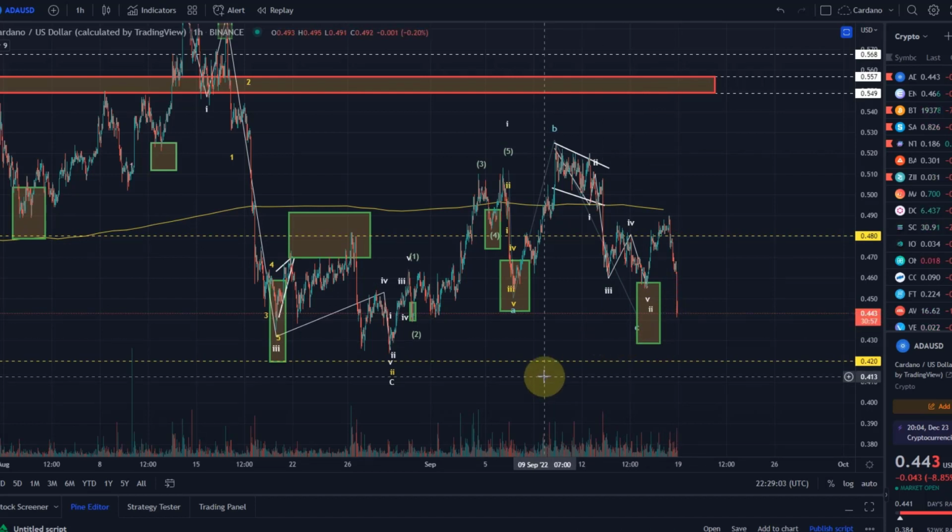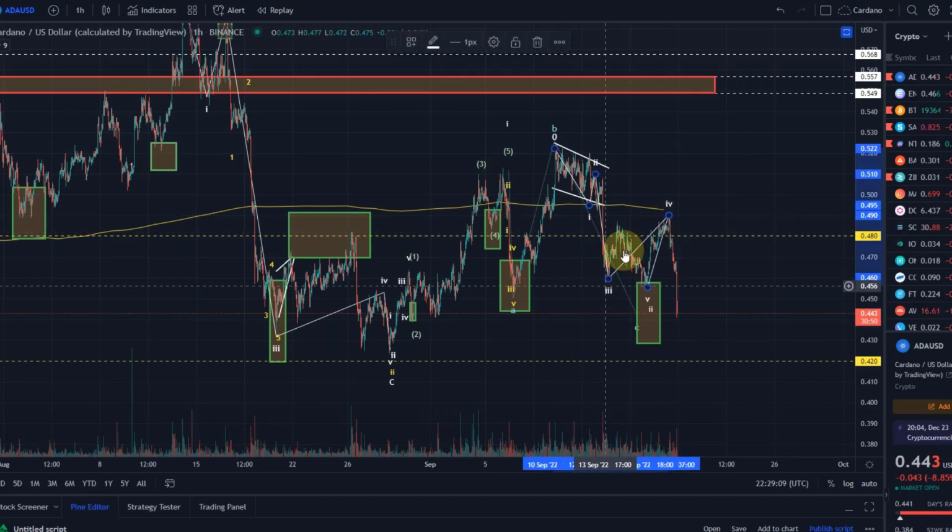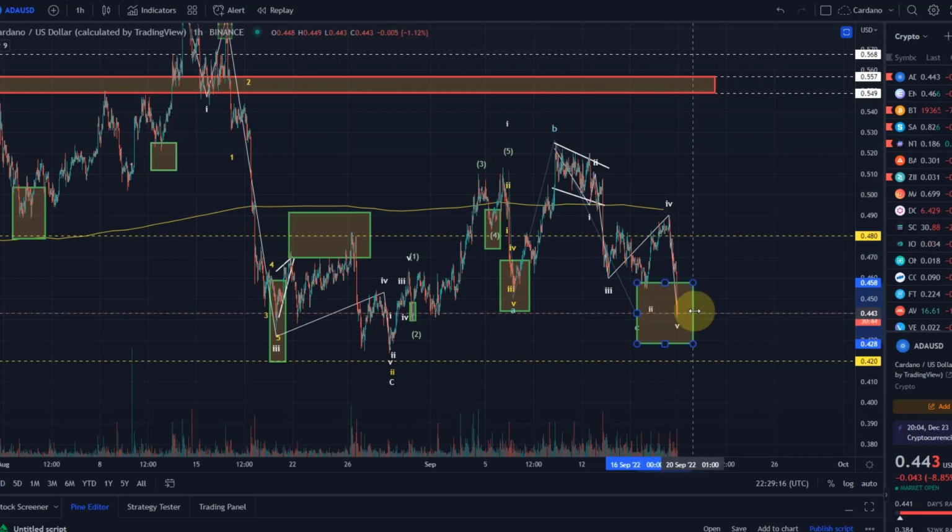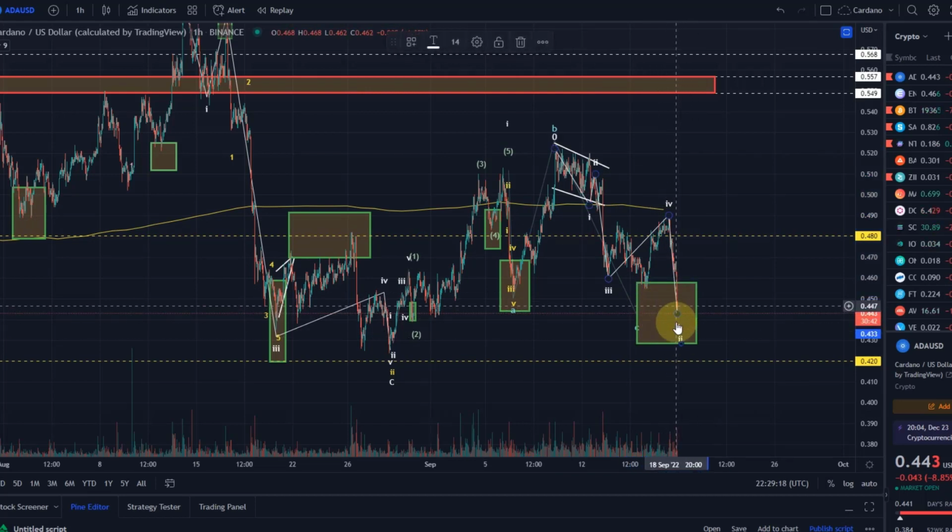you could still argue that all of this was wave 4, okay, A, B, C, expanded flat, and then here a wave 5 down. You could still give it the benefit of the doubt as long as we're holding above the 42.8 cent level, which is sort of the end of this target.